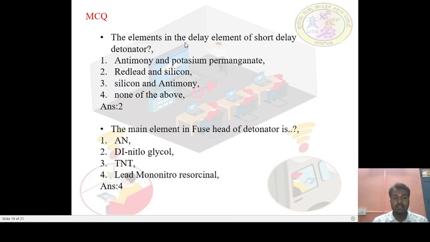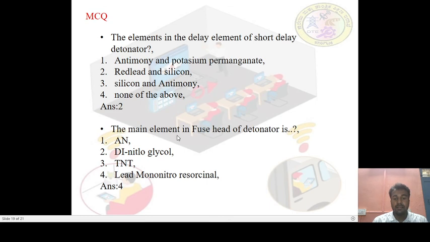The elements in the delay element of a short delay detonator are red lead and silicon. In case of long delay, it is antimony and potassium permanganate. See here, the elements in the delay element of a short delay detonator are red lead and silicon. In case of a long delay detonator, they are antimony and potassium permanganate.